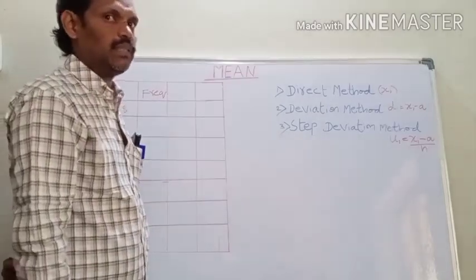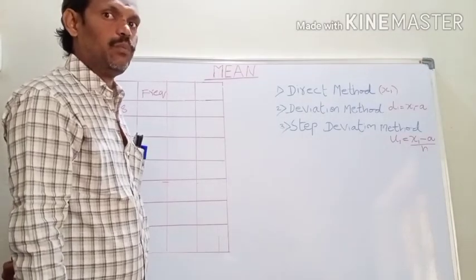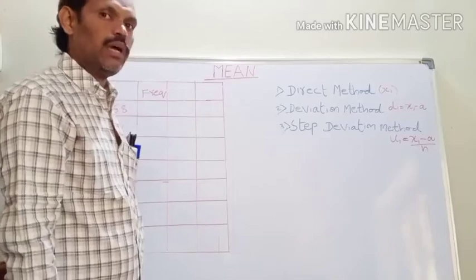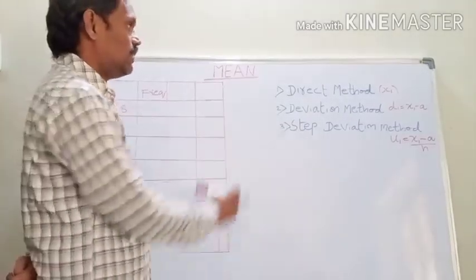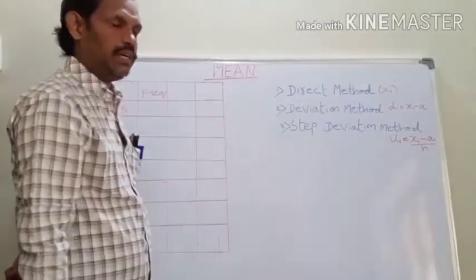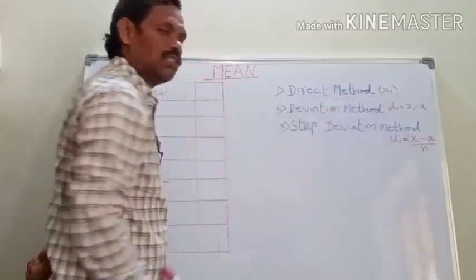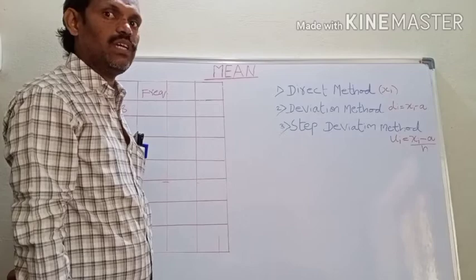Among these three methods, one method is very important for public examinations. So, once we have to recapitulate the three methods. The first method is the direct method. In the direct method, we have xi values. Xi means the mid values of the class interval.